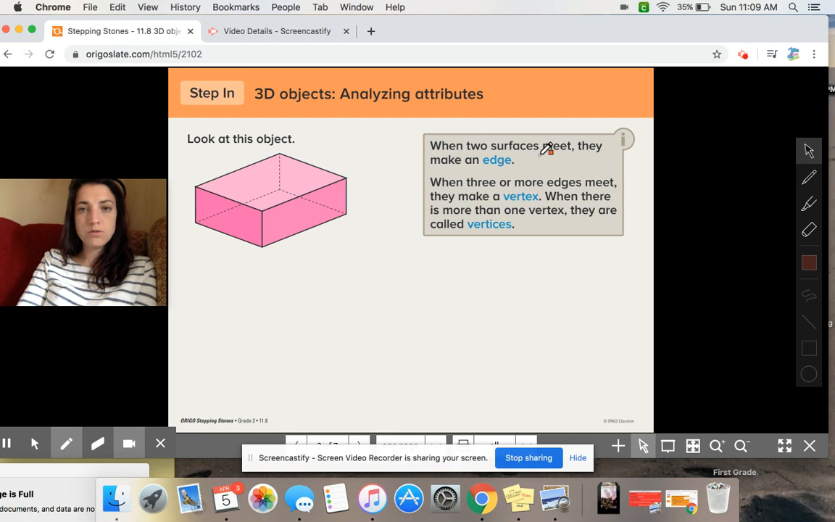Now, when two surfaces meet, they make an edge. So here we have a surface and here we have a surface. So they meet right here, and that makes an edge. Down here, this is the surface, and over here, this is a surface. So this right here is also an edge. This surface meets with this surface, so we have an edge. So I think, my friends, you can see what are the edges.